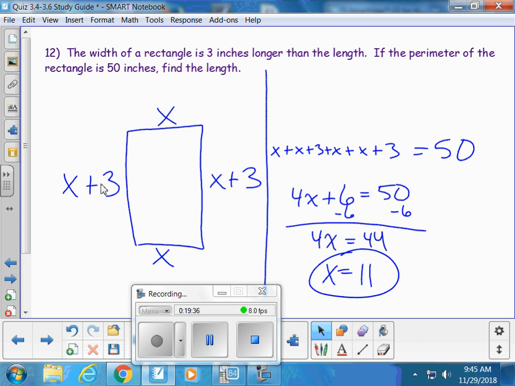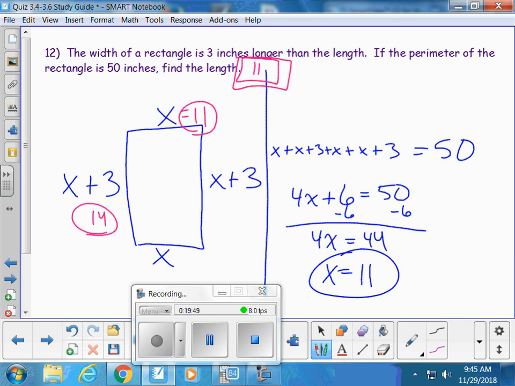So that just means that your length is 11, and your width is 11 plus 3, so it's 14. And then just make sure you answer the question they're asking. They're saying find the length, so that would be our 11. If they would say find the width, then you'd answer the 14. Just read the question carefully.